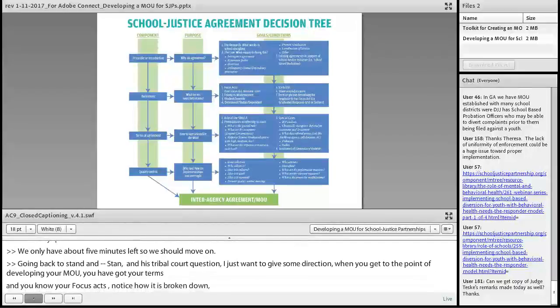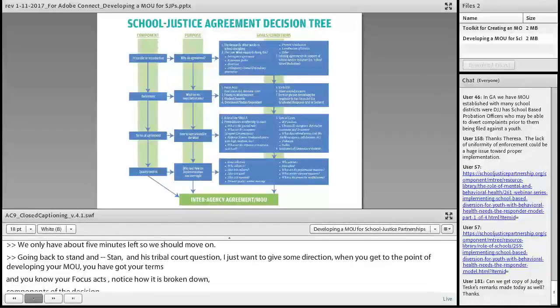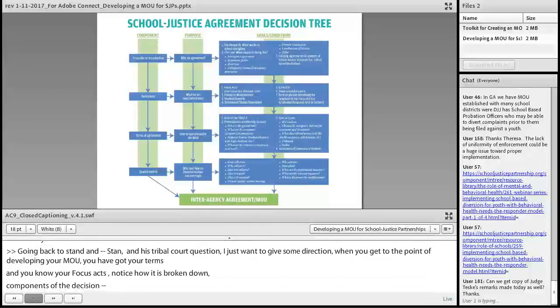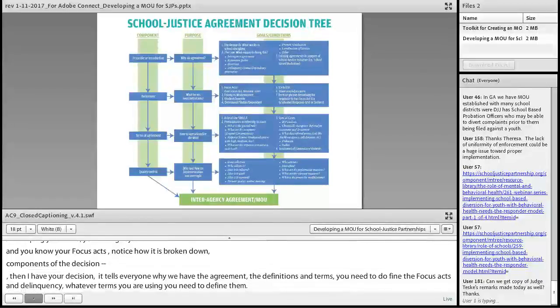Then I give you the purpose. Why do you have this preamble? Because it tells the public, it tells everyone, your employees, why we have this agreement. The definitions, what are the terms? You need to define focus acts. You need to define delinquent act. You need to define whatever the case may be, graduated system, whatever terms that you are using later in there. And the terms of agreement themselves, that's the meat of it. How are you going to operationalize this, your focus acts, your alternatives? What does the graduated process look like? And then quality control is very important. Who and how is going to be implementing and providing oversight?